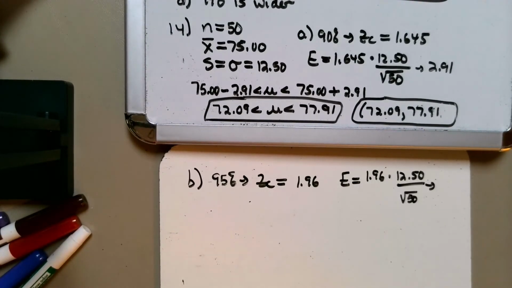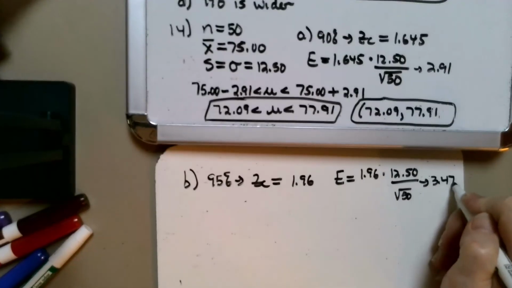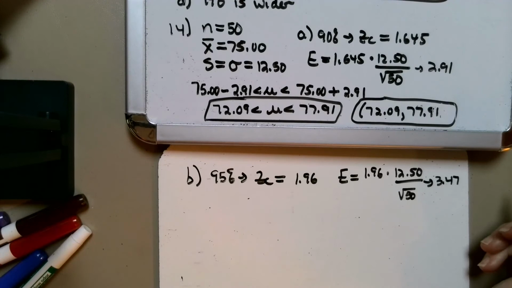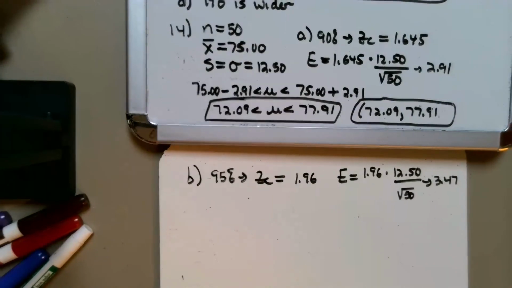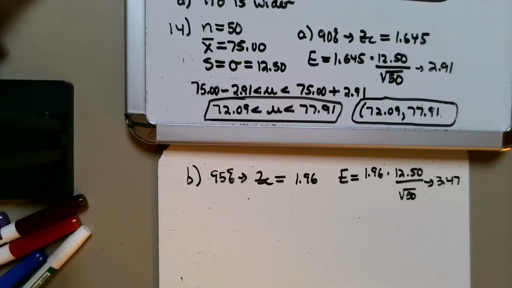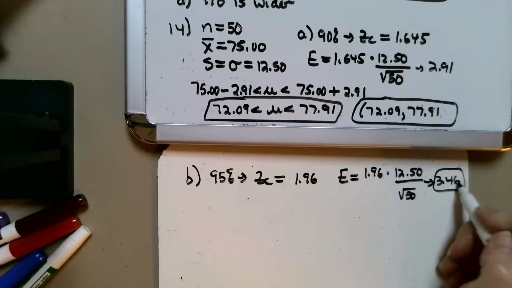I think I messed that up. Let me try that again. 1.96 times $12.50 divided by the square root of 50 equals 3.468, so we're going to call that 3.47 approximately. I'm checking my math here. Sorry, it's 3.464, so I'm going to call that 3.46. Something was bothering me about that.